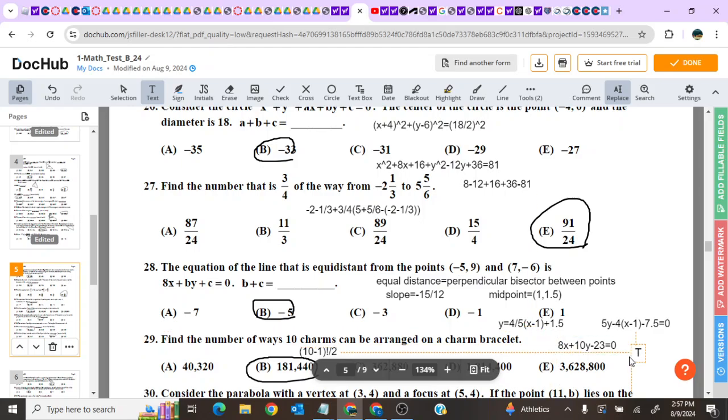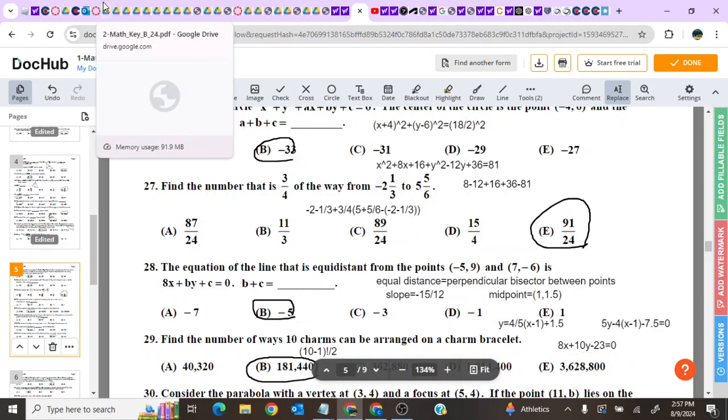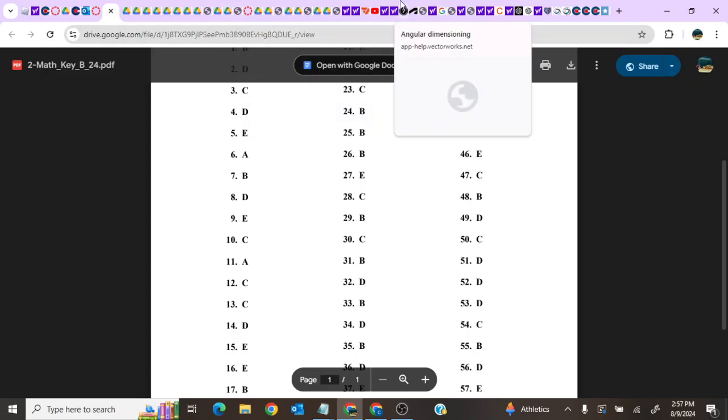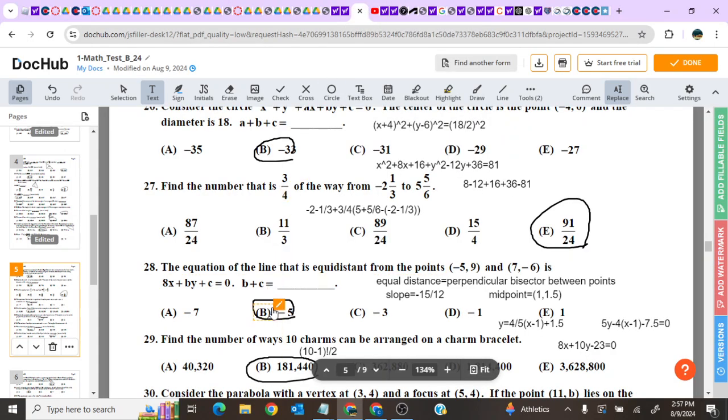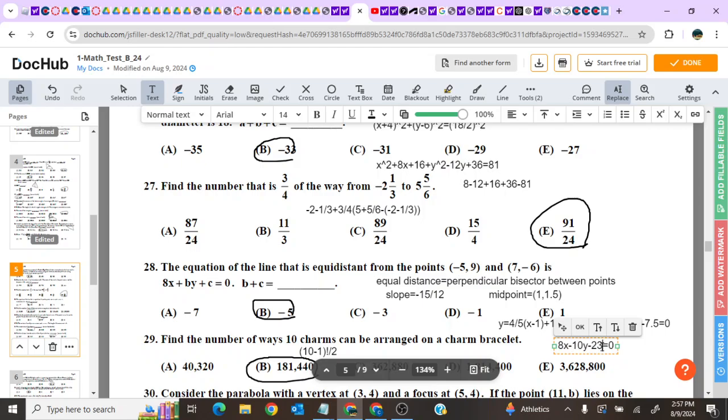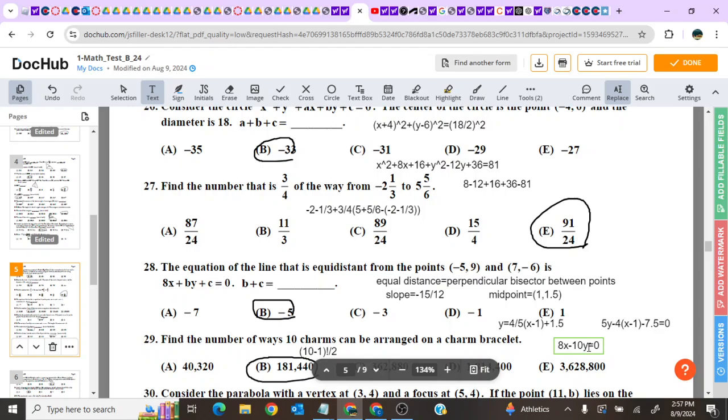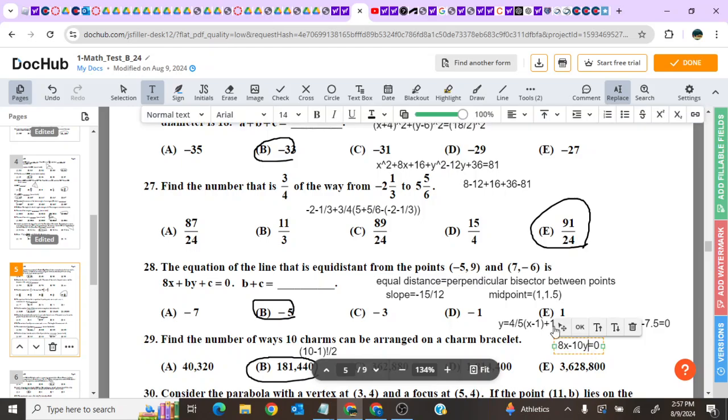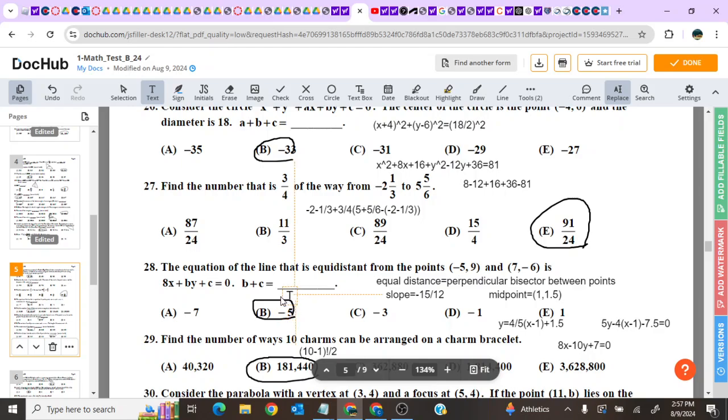Wait, hold on. Hold on, what? Give me a second. Did I make a mistake? I did make a mistake. What did I do? This is -10, right? This is -10, and then that means... I'm sorry, -10, and then their midpoint is 1 and -1.5, so it's +7. Okay, sorry. I did make a mistake there. My apologies.